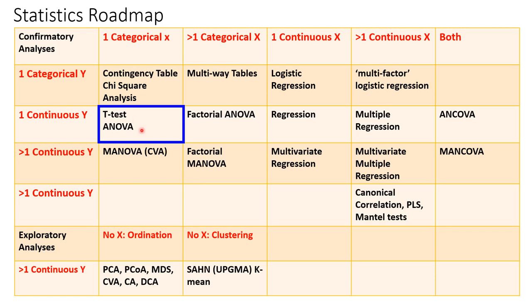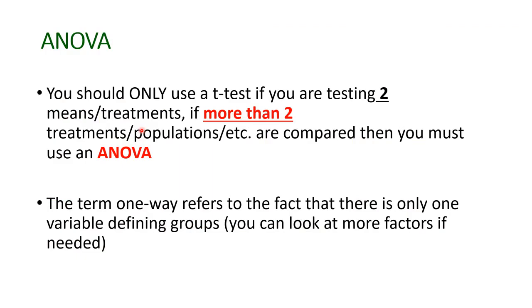And you notice that t-test and ANOVA are in the same cell here. We do a t-test if we have 2 levels of the group. We do an ANOVA if we have 3 or more levels in the group. Okay? So again, it's important to realize when you do a t-test versus ANOVA, and that's based on the number of levels in our categorical variable.